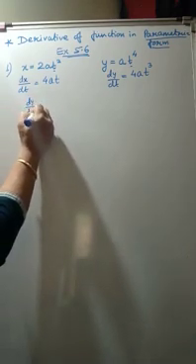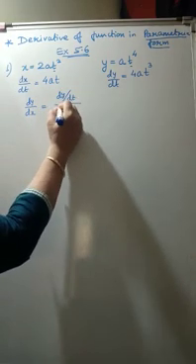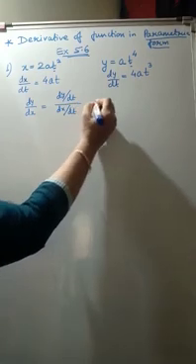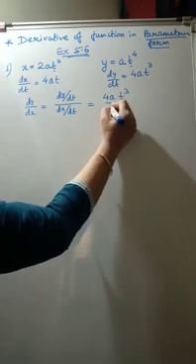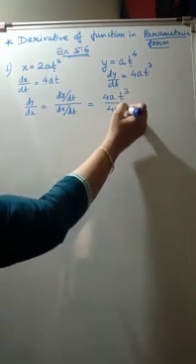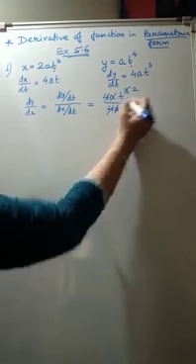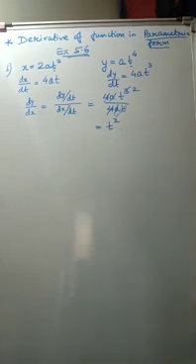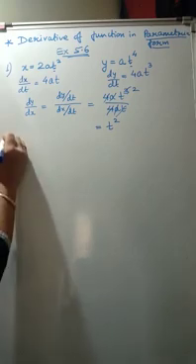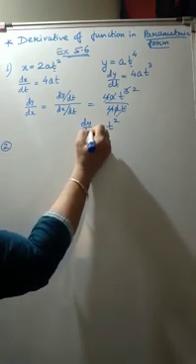dy by dx is equal to dy by dt divided by dx by dt. What is your dy by dt? 4at cube divided by 4at. t cancel, this will be square, a cancel, 4 cancel. So this is equal to t square. So dy by dx equals t square. Now next question, the second one.